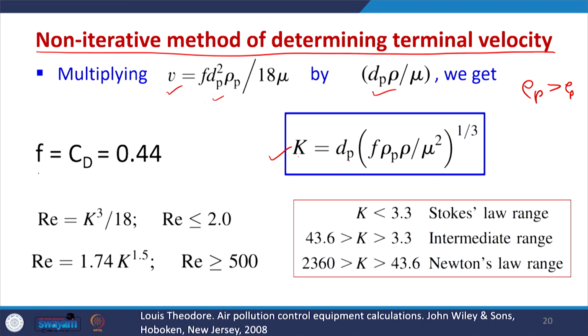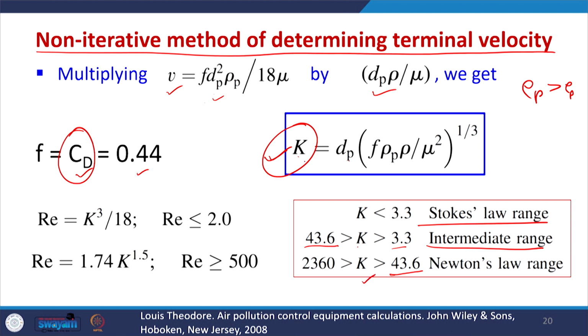Now, suppose the C D is equal to 0.44 and we use this particular k equation. So, all these equations for different ranges will be modified. In place of C D we use the k term, and for Stokes law region the k value will be less than 3.3. For intermediate range the k value is greater than 3.3, but less than 43.6, and for Newton's law range the k value is greater than 43.6 up to 2360. So, this k value is used.